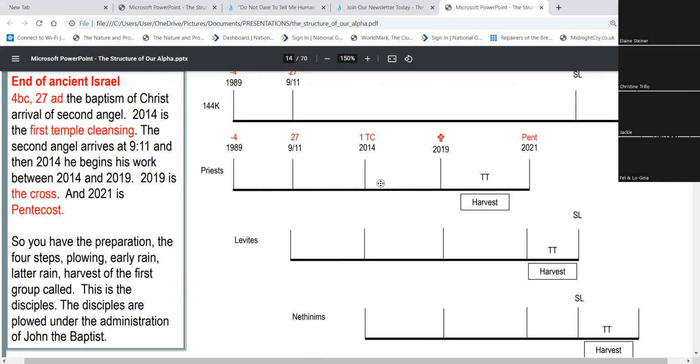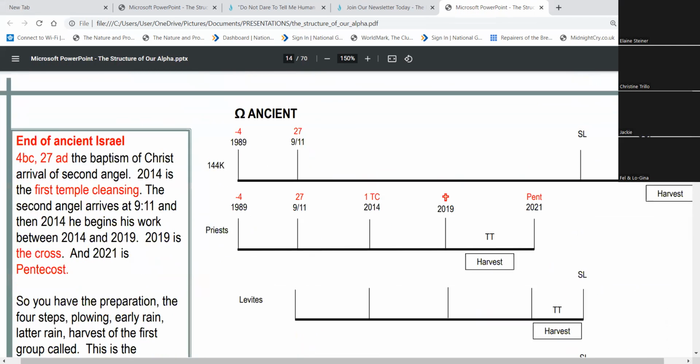The end of ancient Israel. We go from 4 BC.